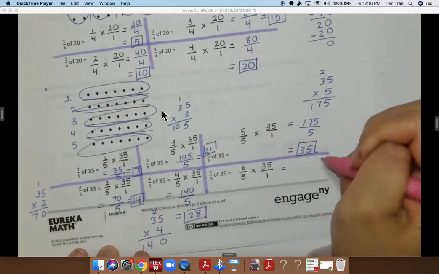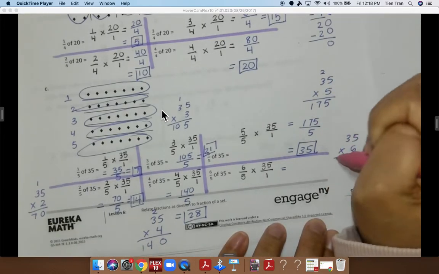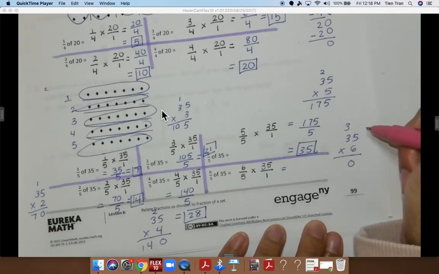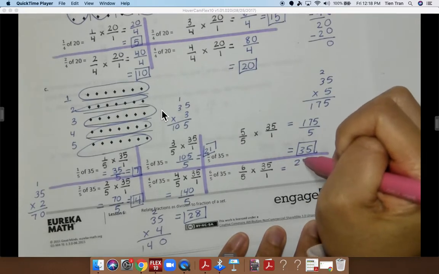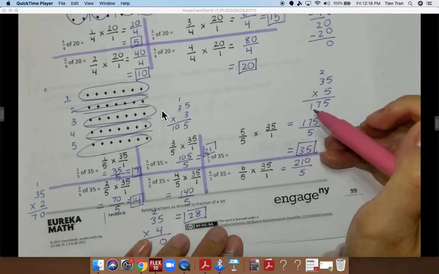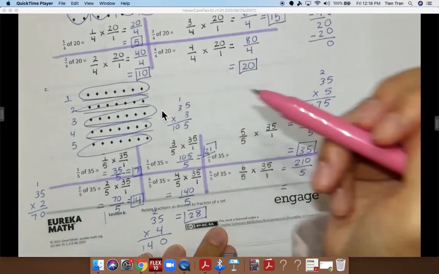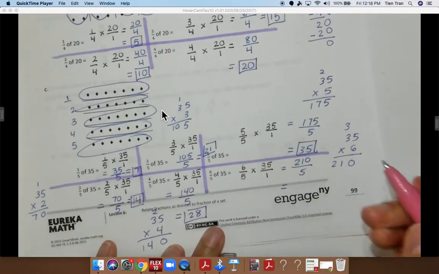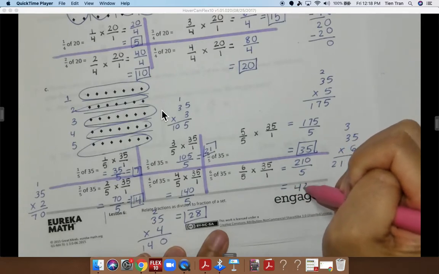Well, this one I have 6/5 of 35. So I'm going to show you right here. 35 times 6. 5 times 6 is 30. 6 times 3 is 18, plus 3 is 21. You get 210 divided by 5. And when I do that, I would get 7 times 6, because there are 7, and then I'm multiplying an extra row, which is 6. So 7 times 6 is equal to 42.